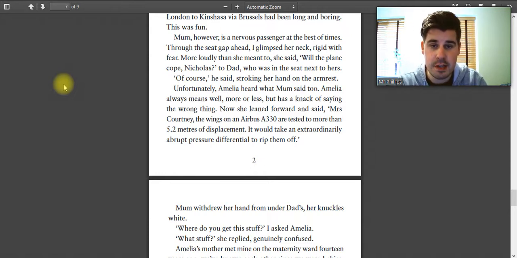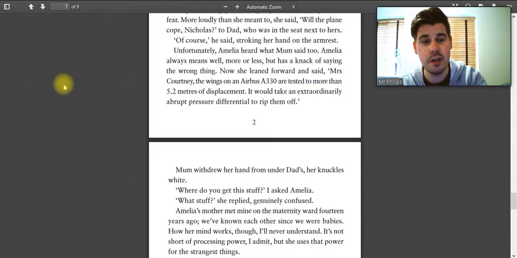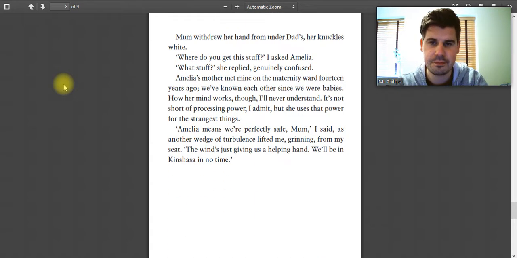Unfortunately, Amelie heard what Mum said too. Amelie always means well, more or less, but has a knack of saying the wrong thing. Now she leaned forward and said, Mrs. Courtney, the wings on an Airbus A330 are tested to more than 5.2 metres of displacement. It would take an extraordinarily abrupt pressure differential to rip them off. Mum withdrew her hand from under Dad's, her knuckles white. Where did you get this stuff? I asked Amelie.